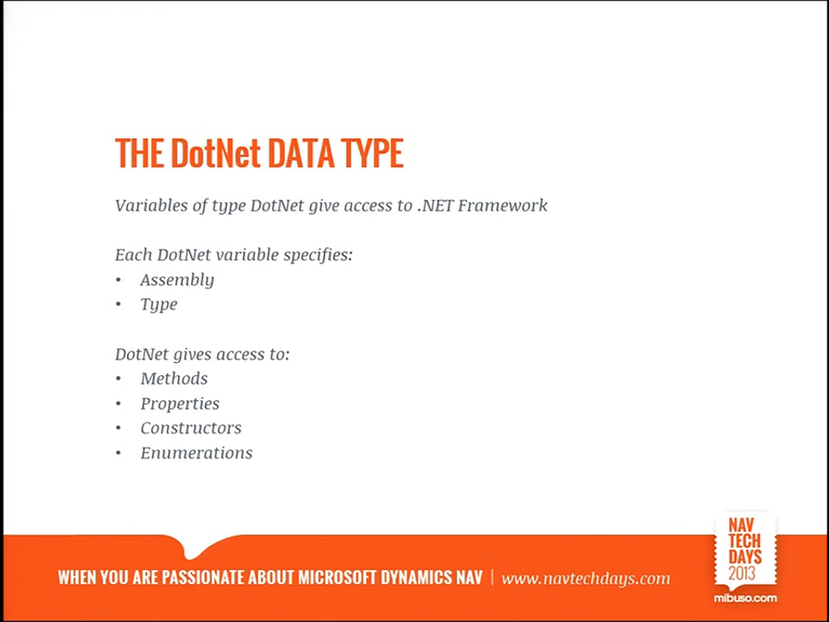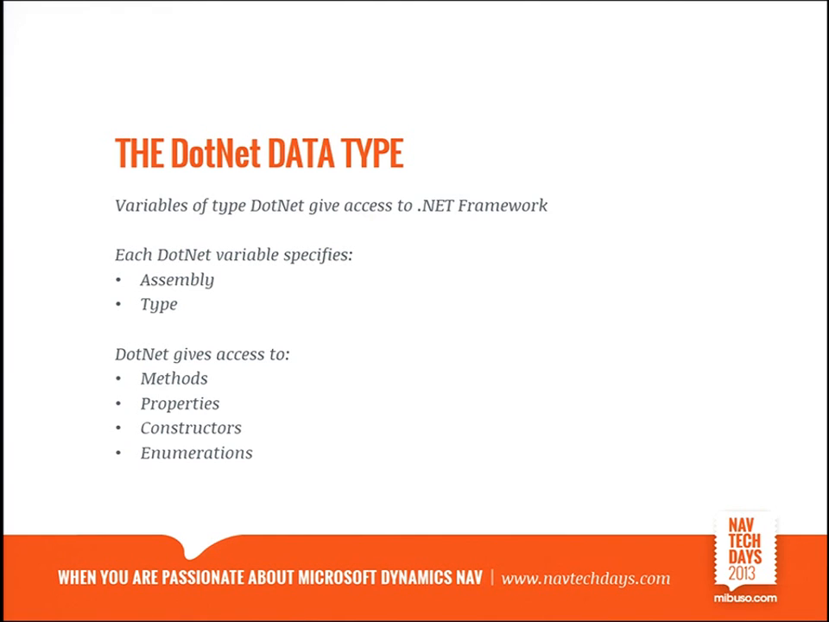When you declare a .NET variable, there are two things that you must specify on that variable. First, you must specify the assembly, and then you must specify the type. So what is the assembly and what is the type? Assemblies are collections of functionality which are compiled into shareable, executable files, typically DLLs, but they can also be exe files. We typically reuse DLLs.